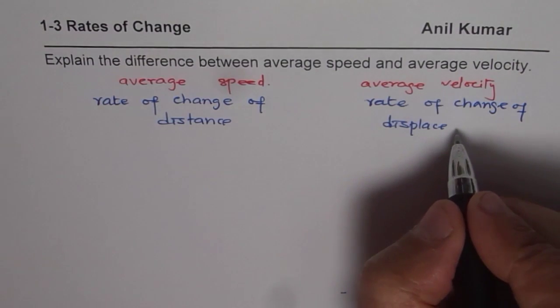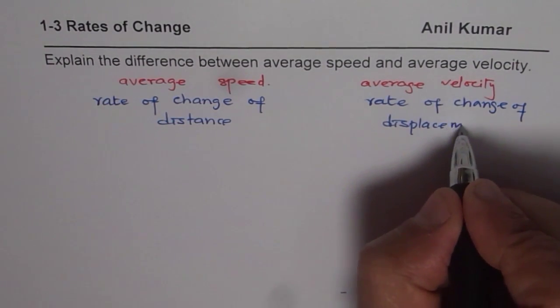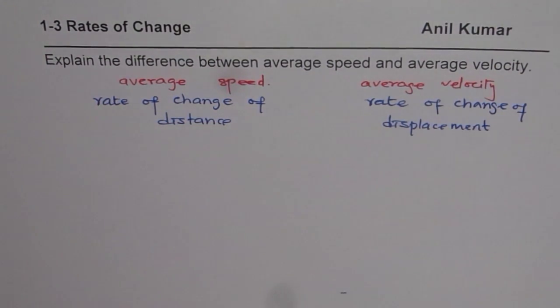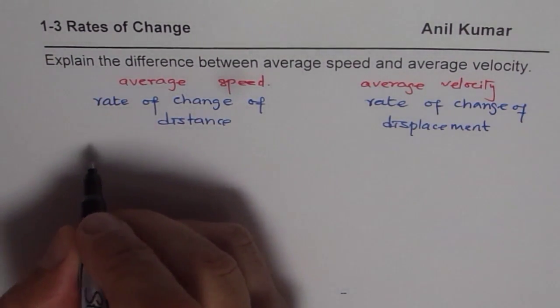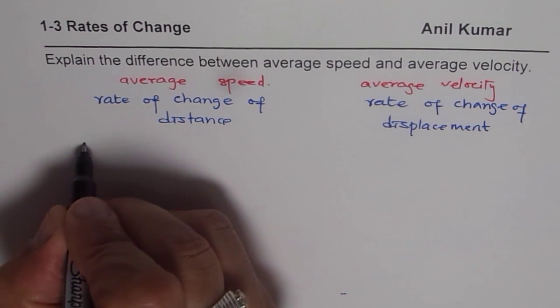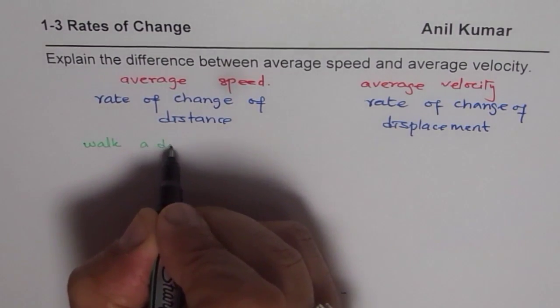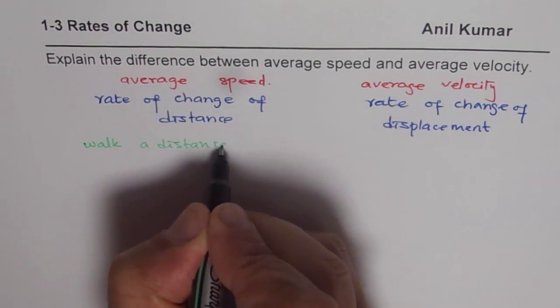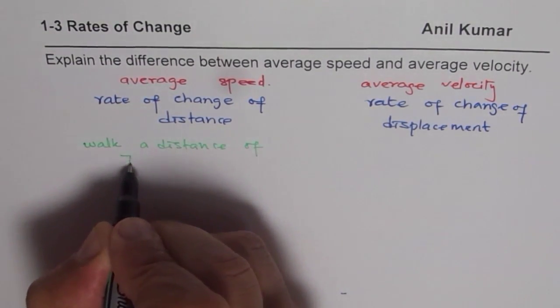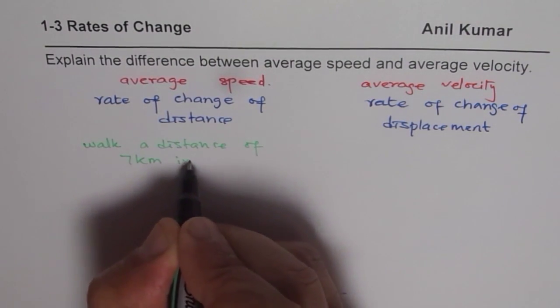That is another question which comes up. So can you tell me what is the difference between change of distance and change of displacement? Let's take an example. Let us say you go for a walk and you cover a distance of, let us say, 7 kilometers in 2 hours.